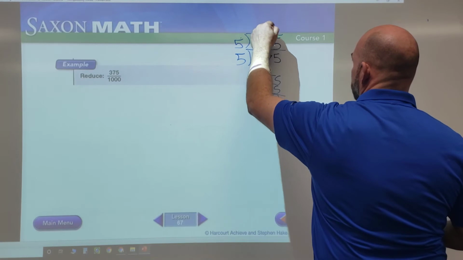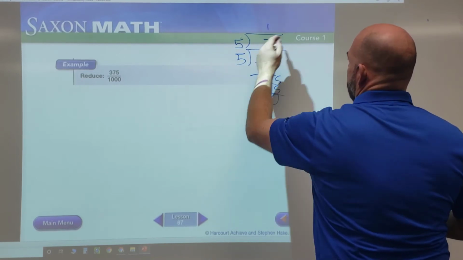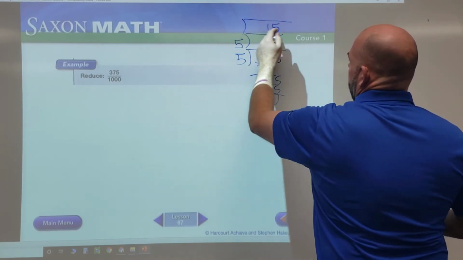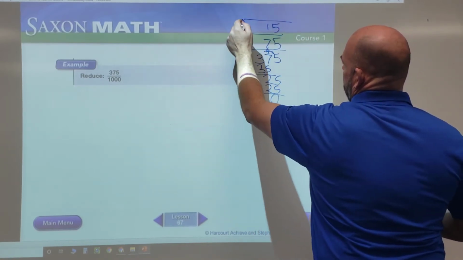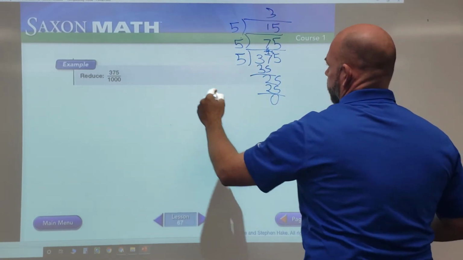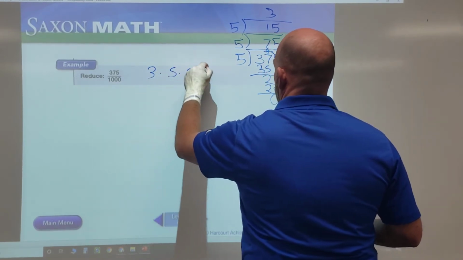5 goes into 7 one time with a remainder of 2, and a 5, that'll be 15, and 5 goes in 3 times. Now what goes into 15? We could do 5 again with a factor of 3. So now we have our factors for the top: 3 times 5 times 5 times 5.